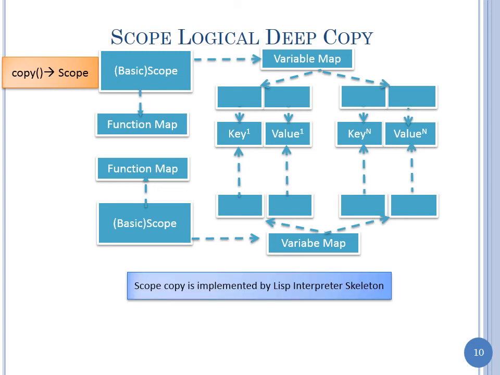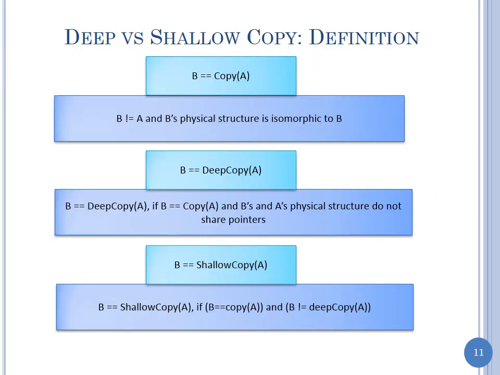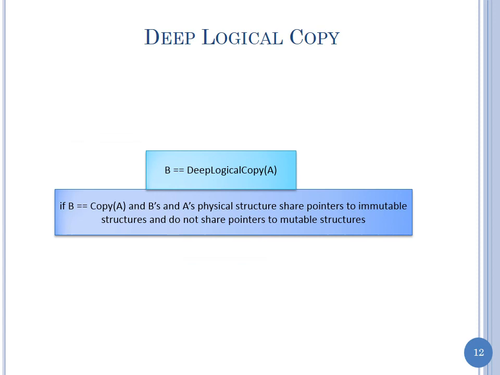Okay, so scope copies implement Lisp environment skeleton. So is this a deep or shallow copy? Well, by our definition, it's a shallow copy, but we'll just call it a deep logical copy, and we'll say it's a shallow copy in which the only shared pointers are pointers to immutable structures, and the other pointers are not shared. Okay, so this is sort of bringing in the point that immutable structures make our life more efficient in many ways, and here's an example of how.